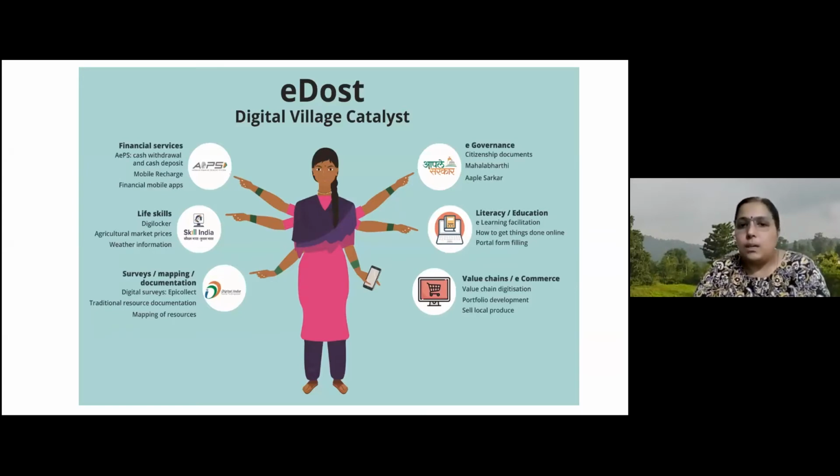Because we enable only women to become e-dosts, Vandana Tai and Manisha Tai are the two e-dosts now. We set up 5 e-dosts during our APC funded project in 2018-19, and now it has gone up to 50 e-dosts. All over India, wherever BIF is working, they have 72 e-dosts. The women enable financial services, life skills, survey mapping, documentation, e-governance services, literacy, and value chain. They are responsible for all these things, which the e-dosts themselves will say a little more about.